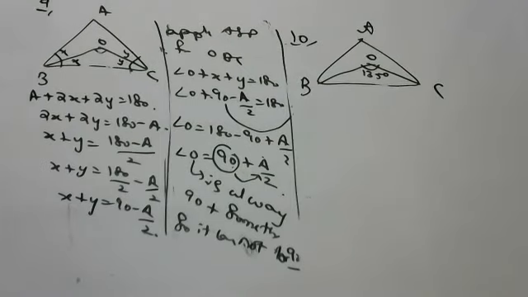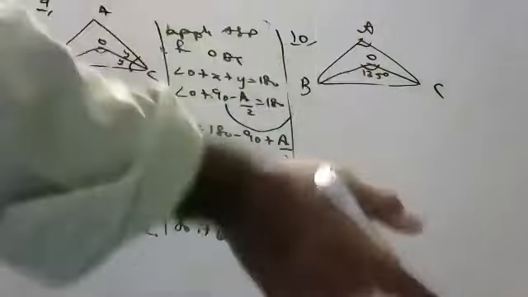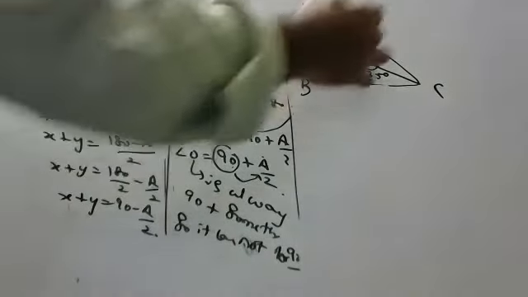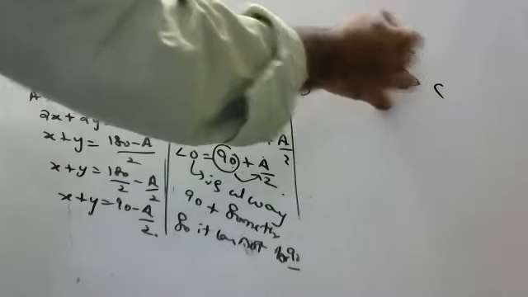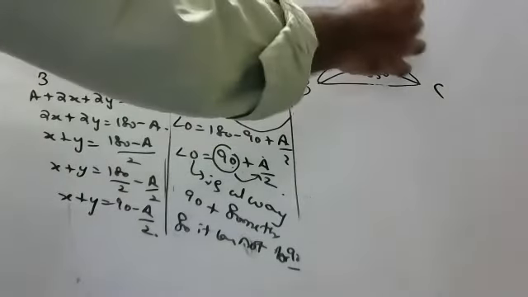Prove that the triangle is a right triangle. That means we have to prove that angle A is 90 degrees. That's all that is required to prove. Right triangle means 90 degrees, and this is what we have to prove.